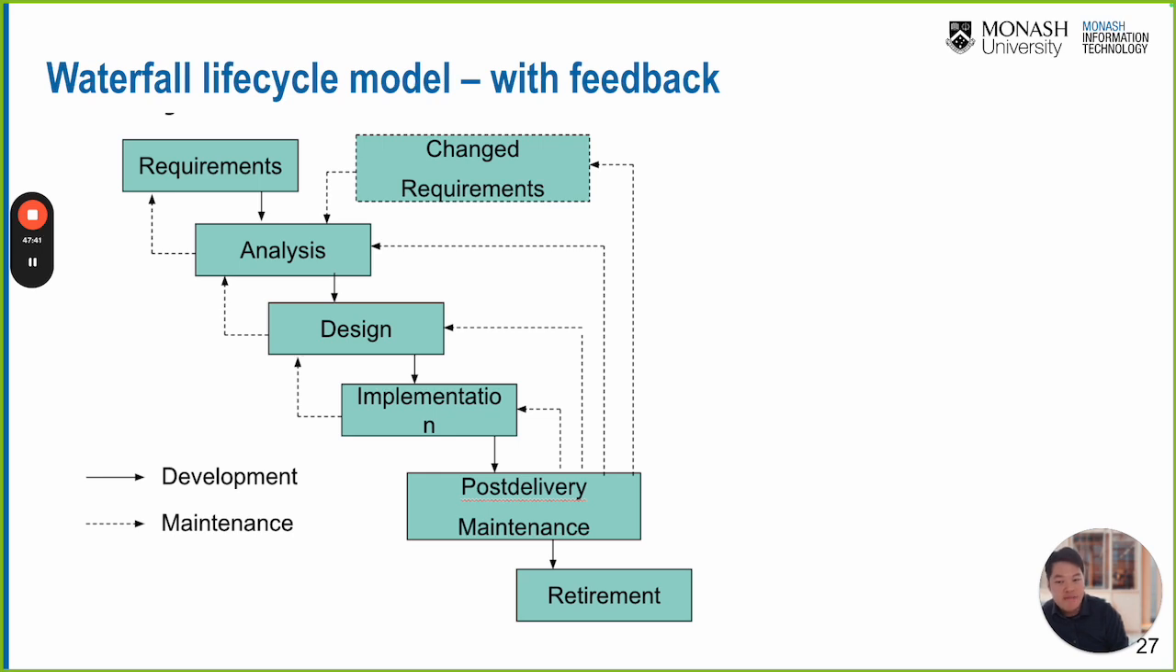People also created an adjustment to the waterfall, where they create a new box here, change requirement. So at each step, when they have a requirement change, they can go back to the loop again. Let's say post-delivery there's a requirement change, they need to go back to the analysis again.